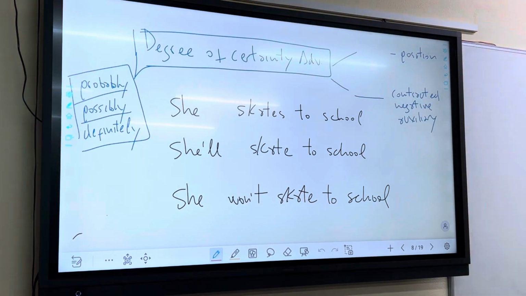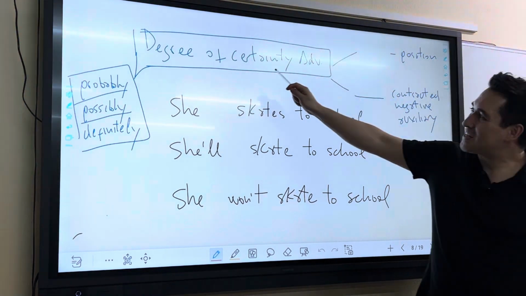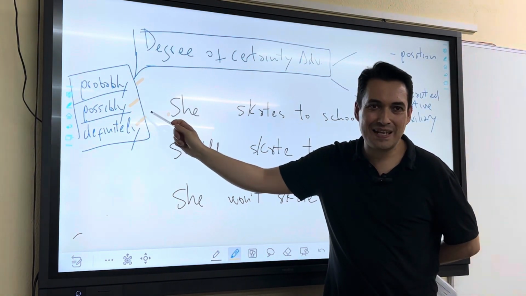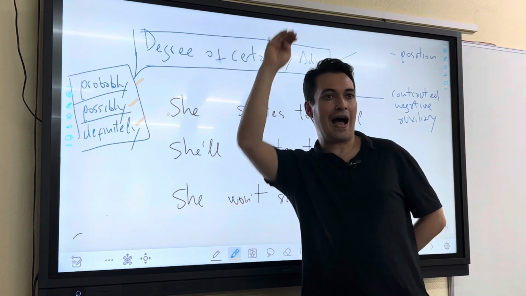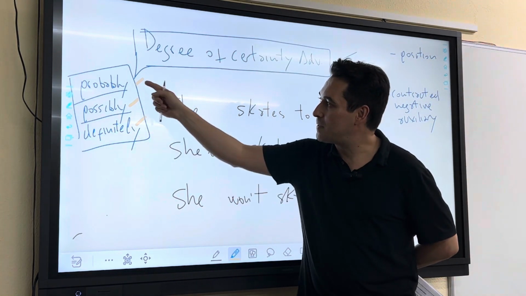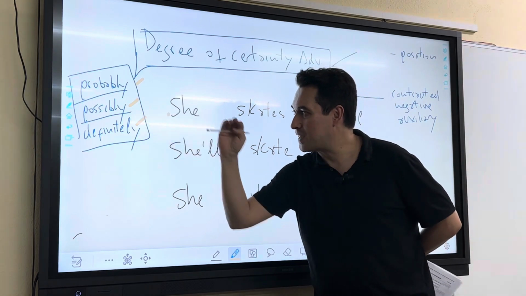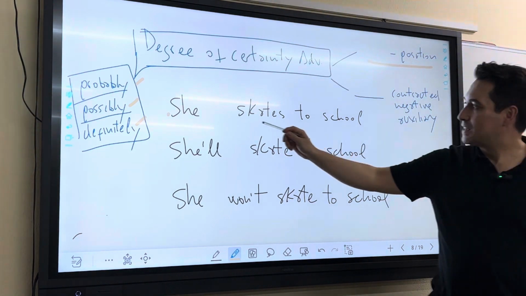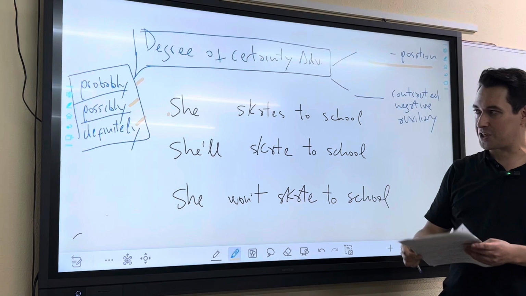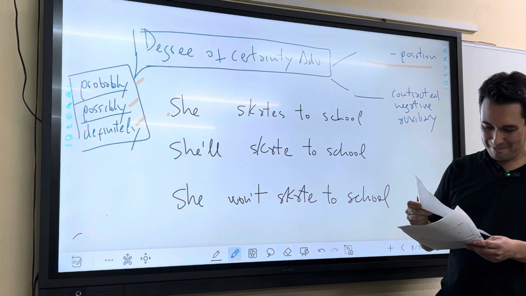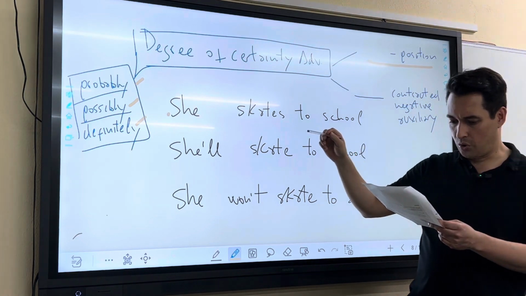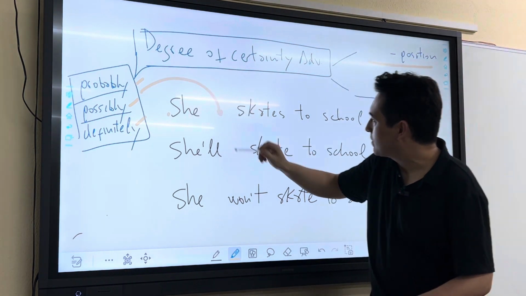People talking. Have a look at this. Degree of certainty adverbs. Probably, possibly, definitely. Definitely is a high degree of certainty. Possibly, probably, a lower degree of certainty. What is the position for them? Let's have a look at this. She skates to school. What is the best position? Mid is the best position. So she probably skates to school.